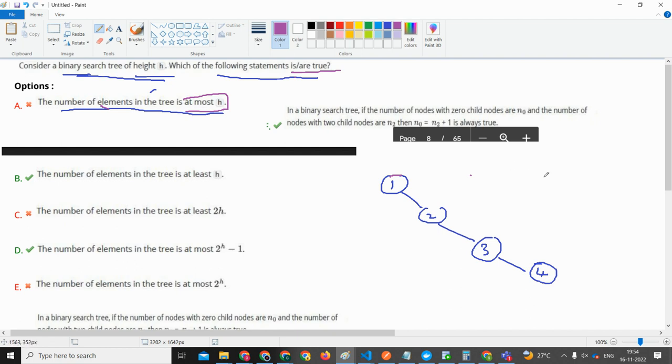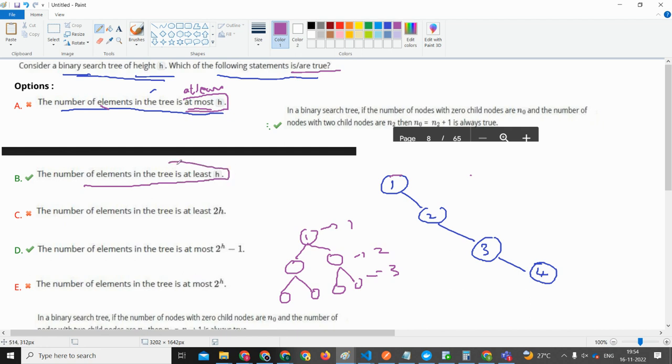Okay, so h is the height. If you are given a binary tree like this, and the height is 1, 2, and 3, so the height of this binary tree is 3. We can say it's not the case. So at least h, I believe: the number of elements in the tree is at least h. If it was at least, then it will be true, right? Option B is correct. Exactly. Nikhil also put it in the chat.